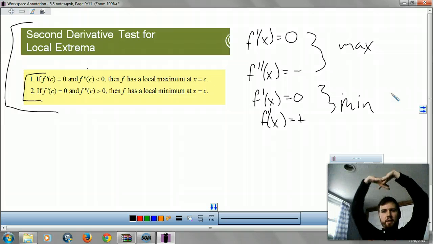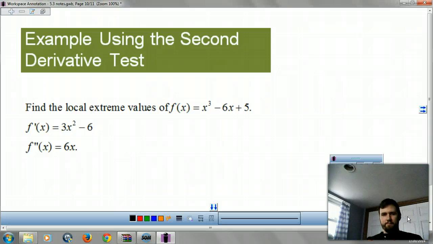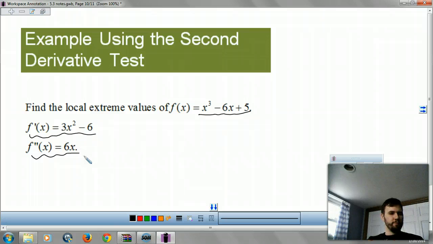Okay? So, one more example. Find the local extreme values of this function. Here's our first derivative, and here's our second derivative. So the first thing I'm going to do, well, you guys need to write this down first. I know, it's such a long video. First thing I need to do is take this and set it equal to 0.